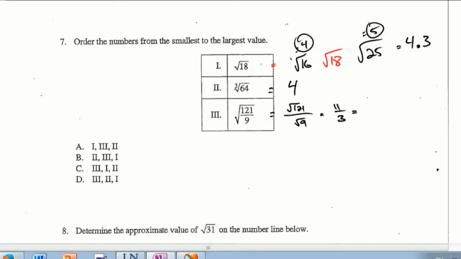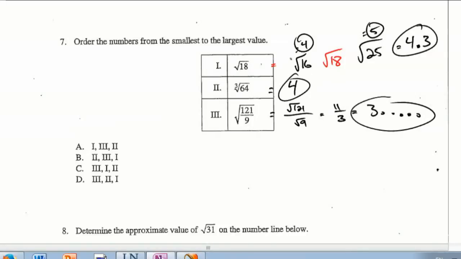And 3 goes into 11, 3 point something, something, something times. So my numbers are 3, 4, and 4.3. And these are just estimates. I'm just, you know, shooting in the dark here, estimating what these values are.